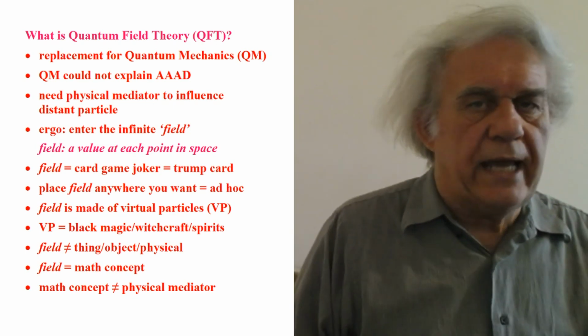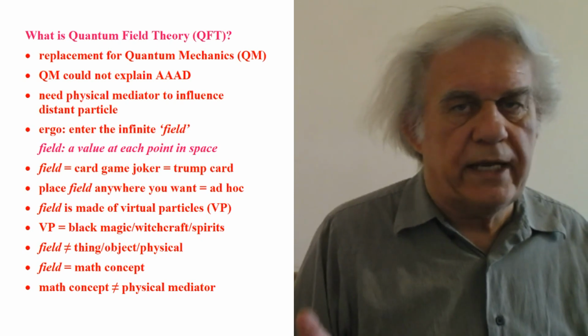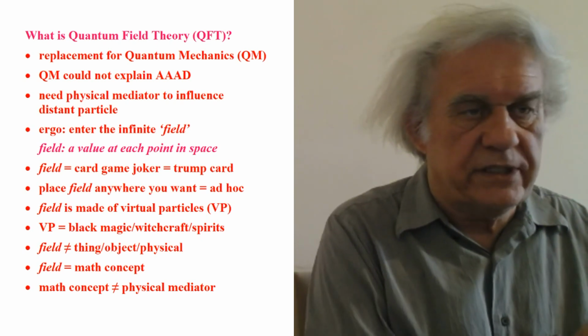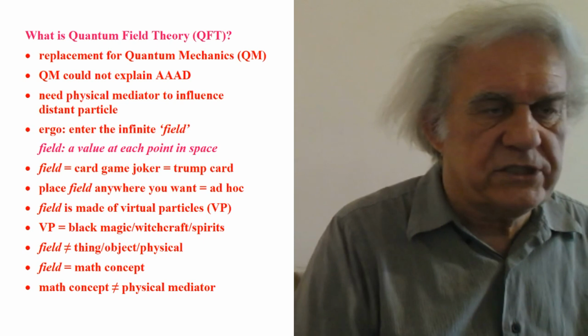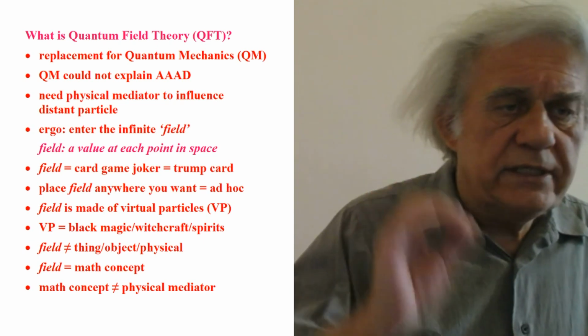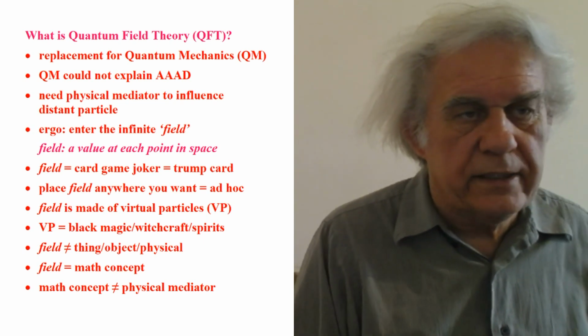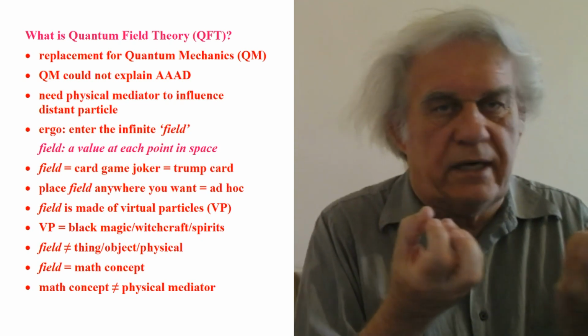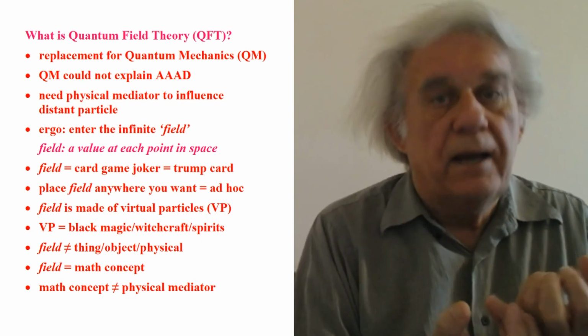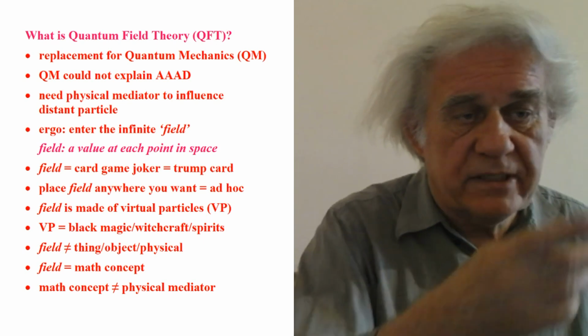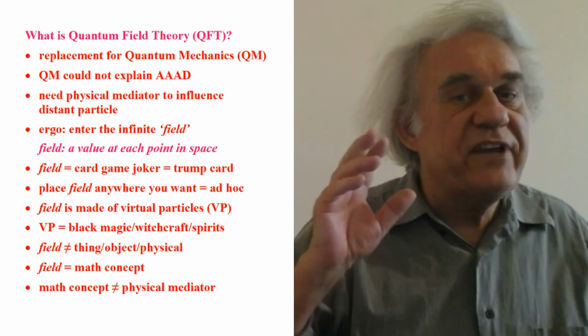Quantum mechanics could not explain action at a distance. That's the issue. And it cannot be reconciled with general relativity, which is a field theory. So that's the direction which they took all this. You need a physical mediator to influence a distant particle. And if you have all these discrete units, how are you going to influence something at a distance? Well, we had to do something about that. That's what they said. And so they invented this field, okay?